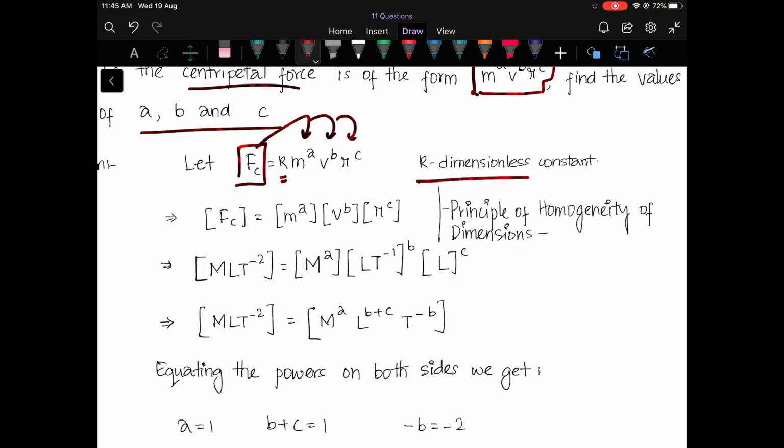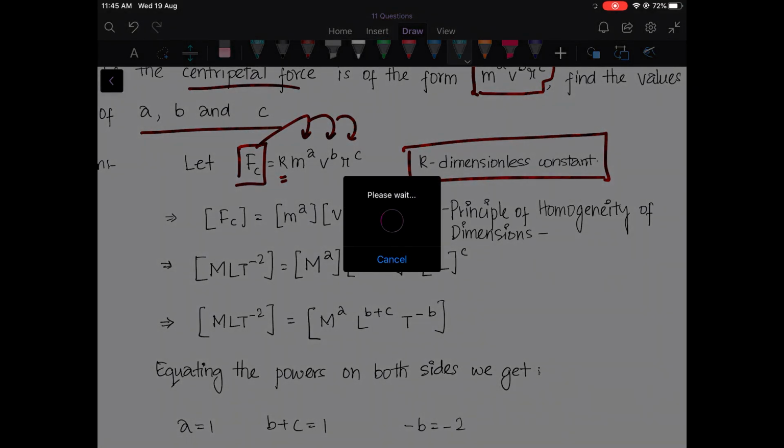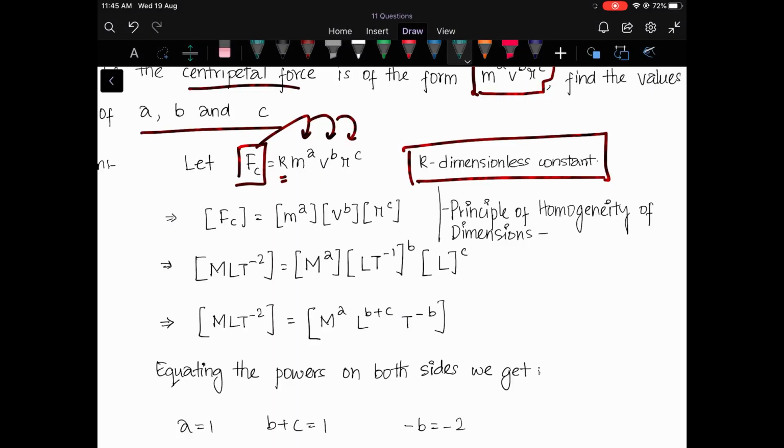I've written a k, which is a constant. We call it a dimensionless constant. We need this constant because we do not know exactly what the formula for centripetal force is, but let's write a dimensionless constant so that any number in front of this formula will fix it. For the time being, we call it a dimensionless constant. Otherwise, we cannot use the dimensional method.